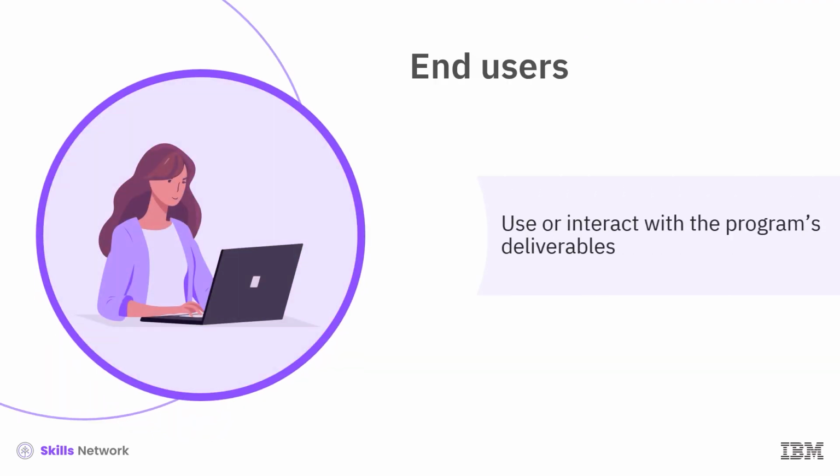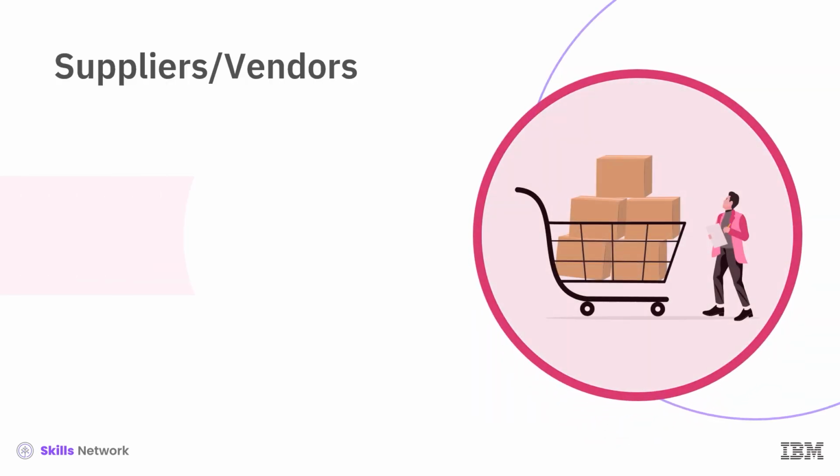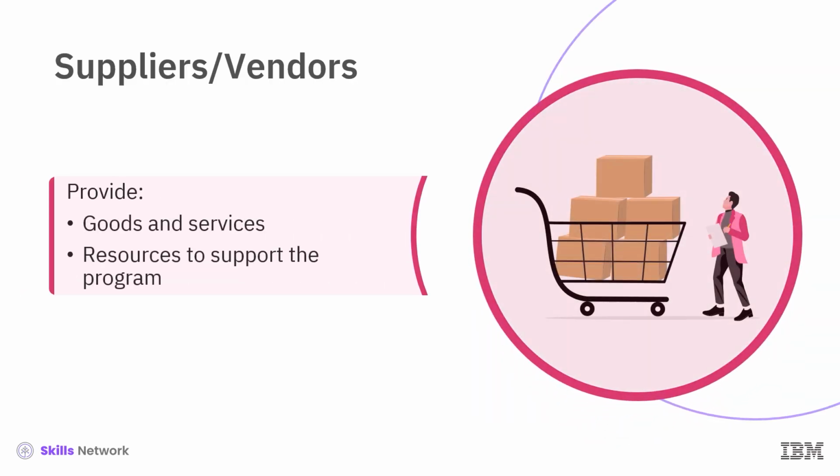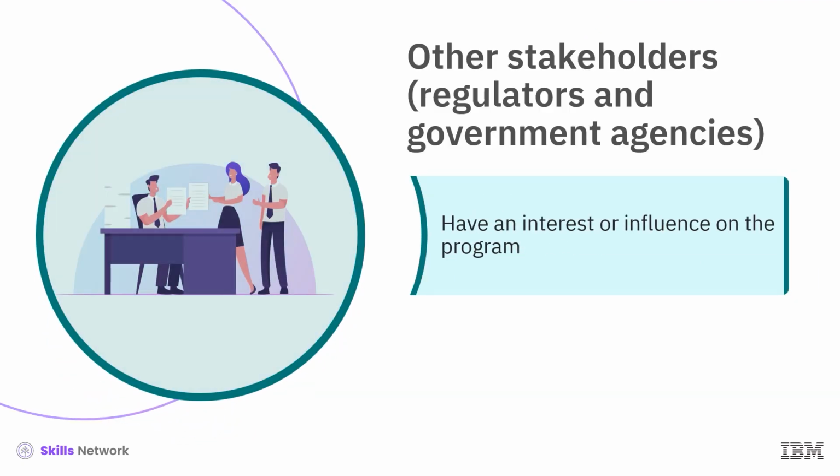End users use or interact with the program's deliverables once they are completed. Suppliers and vendors provide the goods, services, and resources to support the program. Other stakeholders, such as regulators and government agencies, have an interest or influence on the program.